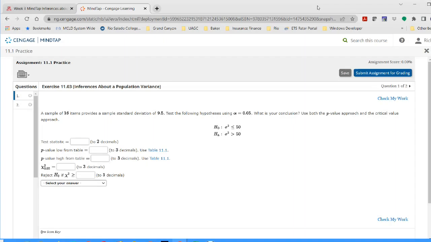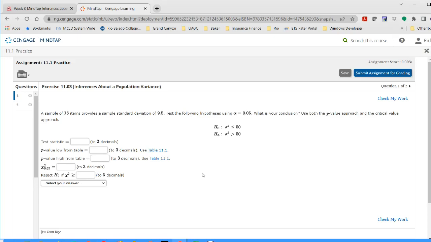This is on assignment 11.1 practice, and specifically exercise 11.03 by request. So here we're actually computing a chi-squared test for variance, a single sample. They give us the alternative and null hypothesis already, but what they don't give us in this case is the data. So we can't just plug it into Data Analysis ToolPak and push the button and have it give us the test statistic and the p-value. So we're going to have to do these computations another way. And so we're going to use the formulas.